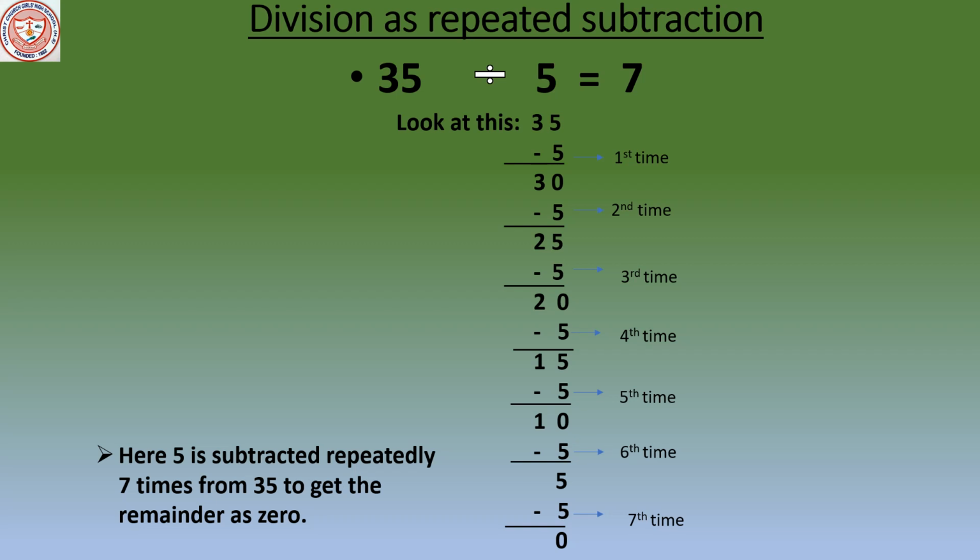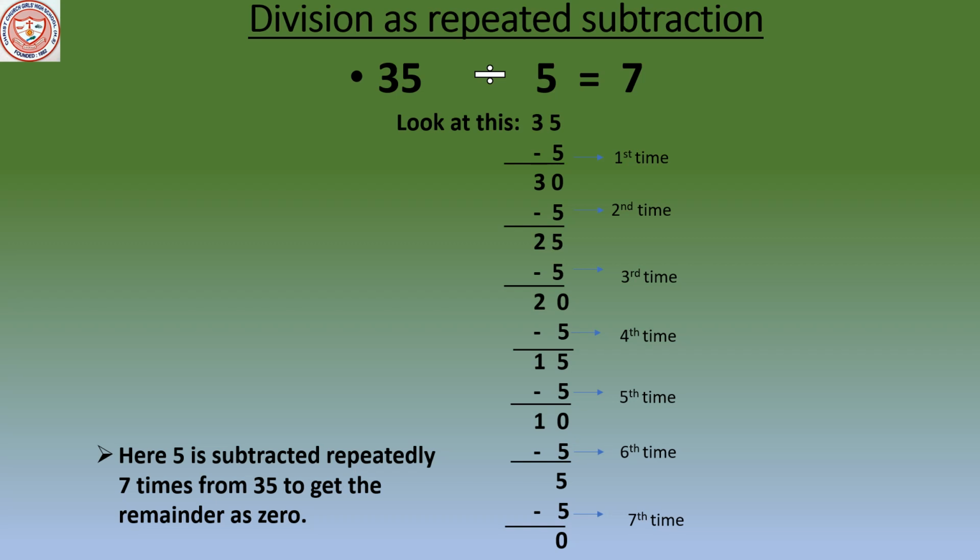Now, look at this. 35 minus 5 is equal to 30. 30 minus 5 is equal to 25. 25 minus 5 is equal to 20. 20 minus 5 is equal to 15. Now tell me, 15 minus 5 is equal to what? Yes, 10. And 10 minus 5 is equal to 5. Very good. Now tell me, 5 minus 5 is equal to 0.